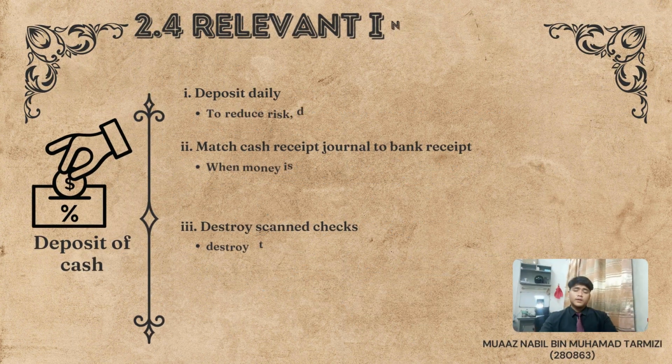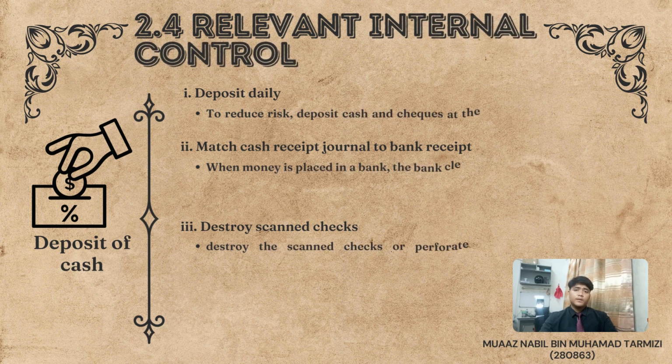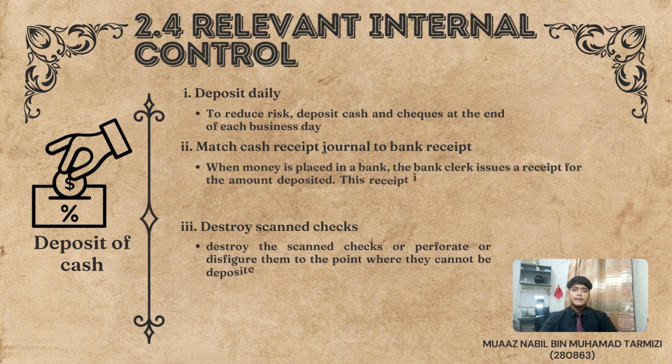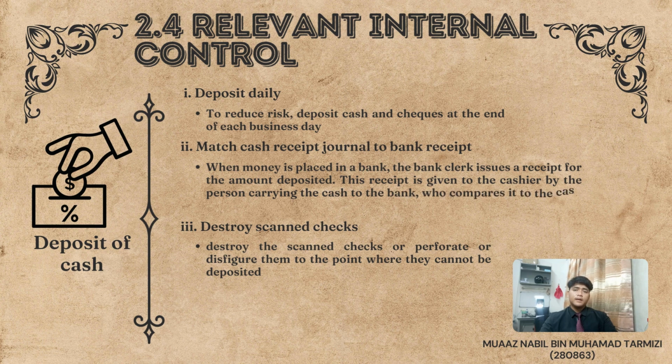Lastly, we move to the deposit of cash. First is to deposit daily, which can reduce the chance of the check or money being stolen if left on site overnight. Next is to match the cash receipt journal to the bank receipt, which ensures that the amount on the bank is the same as stated on the deposit cash.